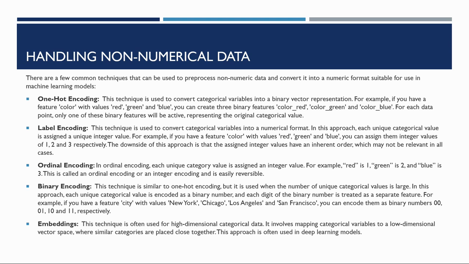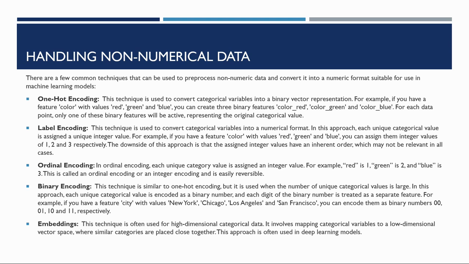The next one is binary encoding. In this technique, each unique categorical value is encoded as a binary number and each digit of the binary number is treated as a separate feature. For example, if you have a feature like city with values New York, Chicago and Los Angeles, you can encode them as binary numbers 001, 010, 100 respectively.